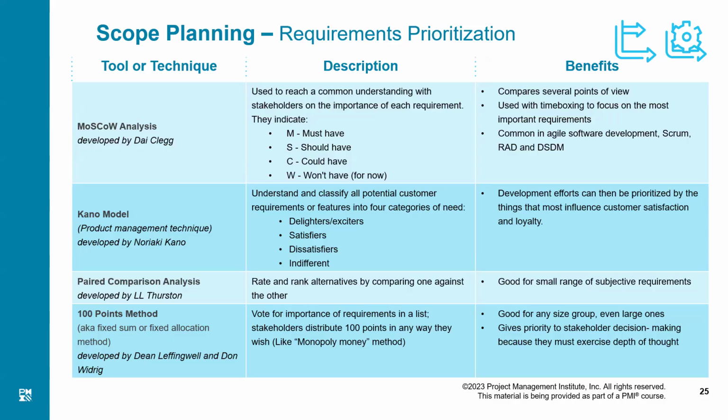That means all those items which are must have are first priority. Should have are second priority, could have are third priority, and the fourth one is not really very receptive.